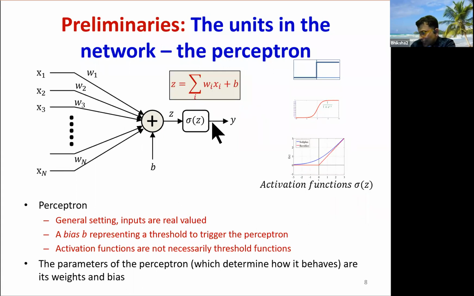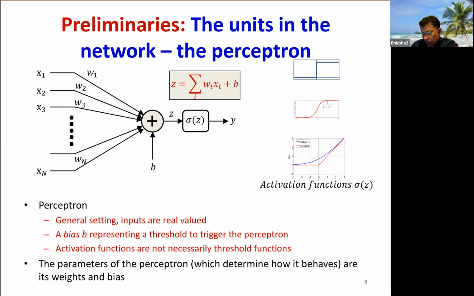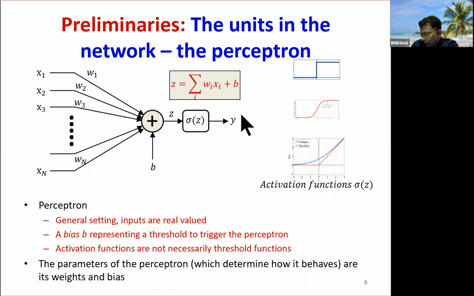And the most basic activation function that we saw was the threshold activation, which outputs a 1 if z is positive and 0 otherwise. But then in reality, the activation function can be anything at all. The output of the perceptron is the output of the activation function. The parameters of the perceptron, which decide how this perceptron behaves, are the weights and the bias.